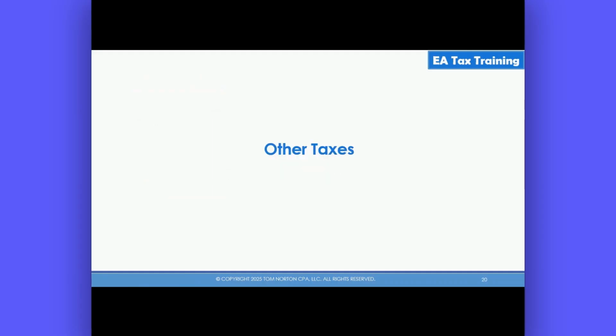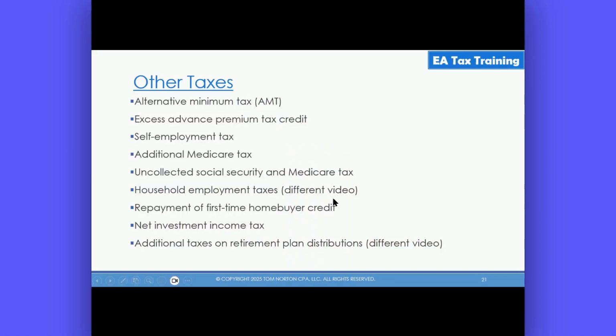Let's now move on to other taxes. So we've computed the income tax, but there can be other types of taxes. So here are those possible other taxes that will need to be paid. We are going to talk about each of these except for these two that say they are in a different video because we will cover those later. But the rest of these we are going to cover in this video.